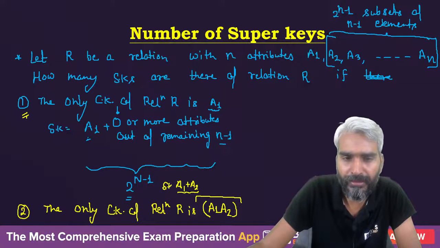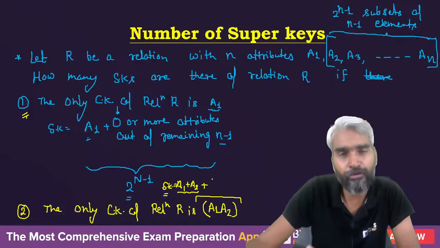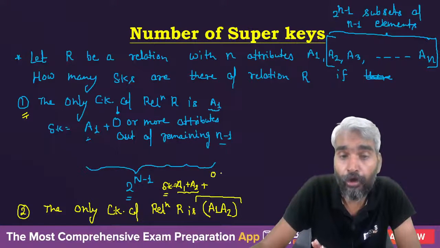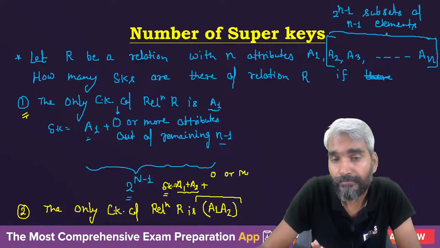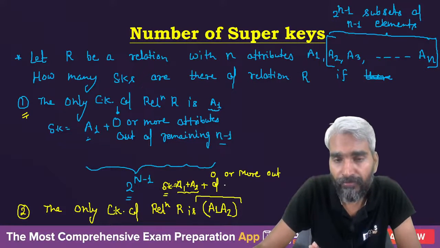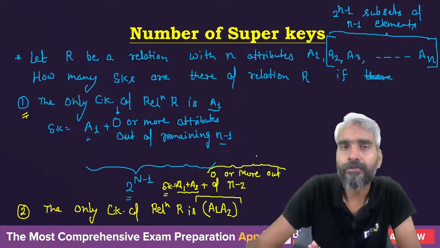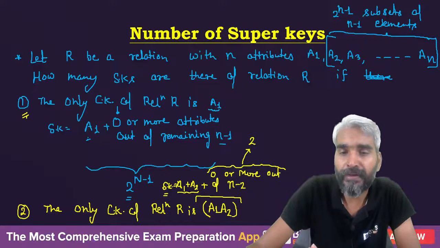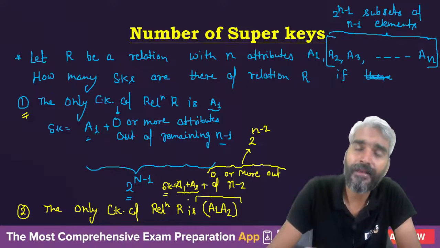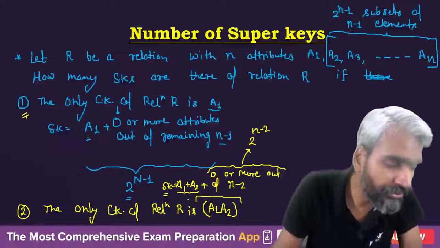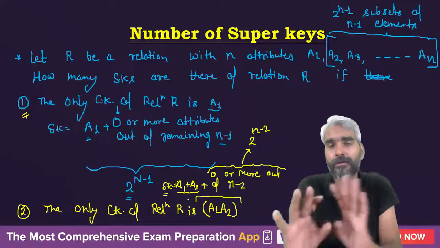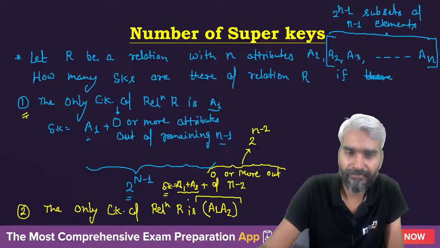So what will be a super key with respect to this yellow color? A1 plus A2, that is A1 should be present and A2 should also be present, plus 0 or more out of n minus 2. So in how many ways we can union 2 raised power n minus 2 subsets with a set consisting of A1 and A2? So this will be 2 raised power n minus 2. Cool enough. So this is okay, right?